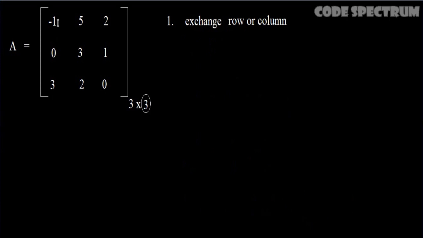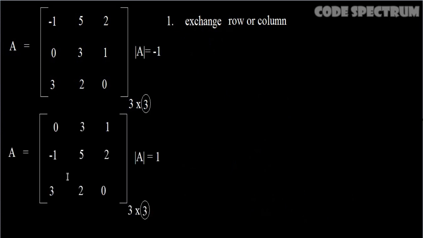Now if we interchange one row with the other row, then you get the determinant sign inverted, which means that, now consider this case, I have interchanged row number 1 with row number 2.